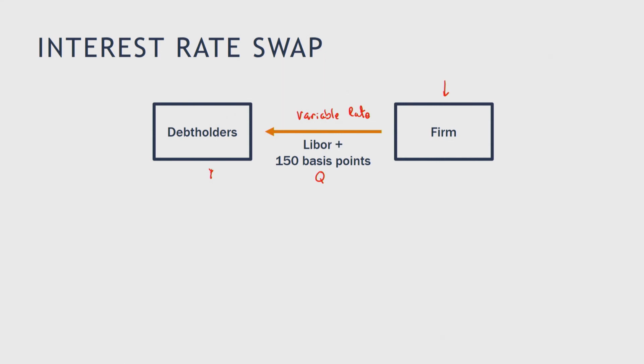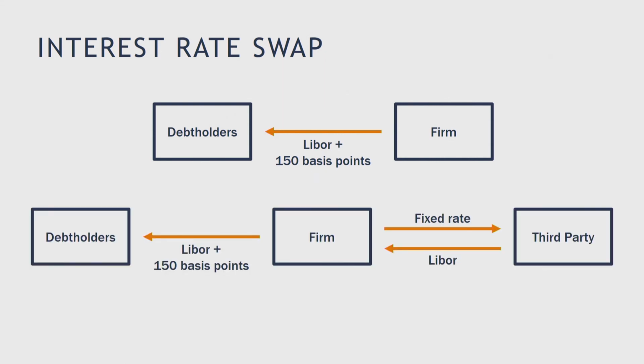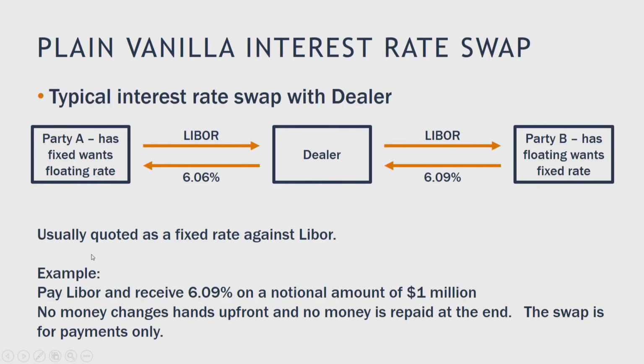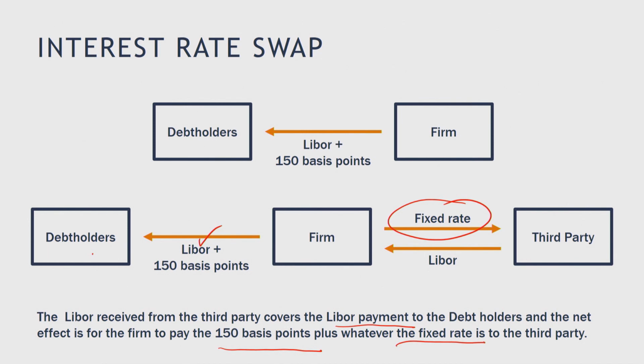And an interest rate swap would look like this. Basically it has what it currently pays its debt holders over there. And then the swap would mean that it would pay a fixed rate to a third party. In return, the third party would pay them LIBOR. And basically the LIBOR is received from the third party. It would cover the LIBOR payments to the debt holders. And the net effect is the firm pays 150 basis points plus whatever the fixed rate is on the interest rate swap. So basically the LIBOR rate would flow from the third party to the firm to the debt holders.